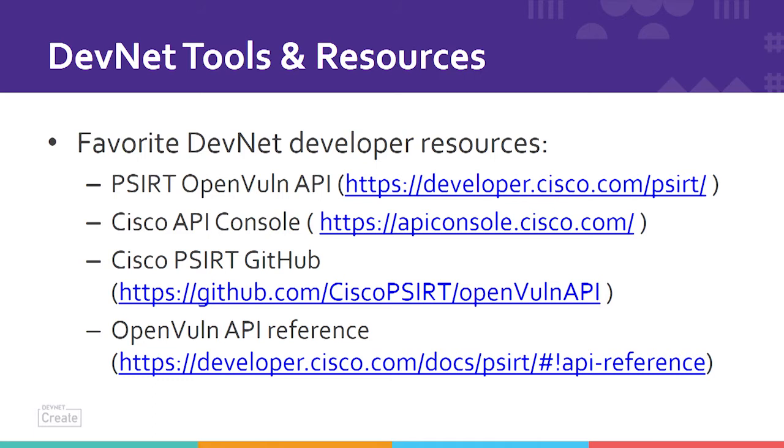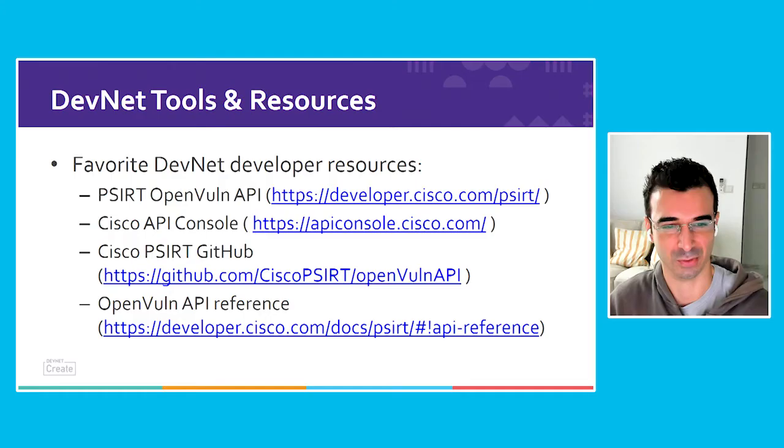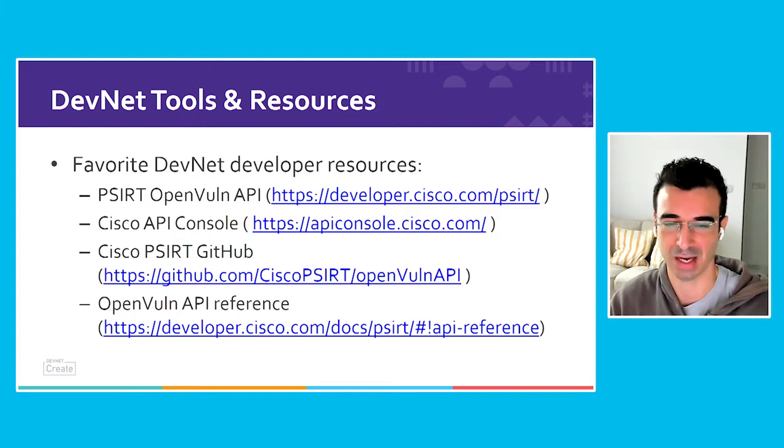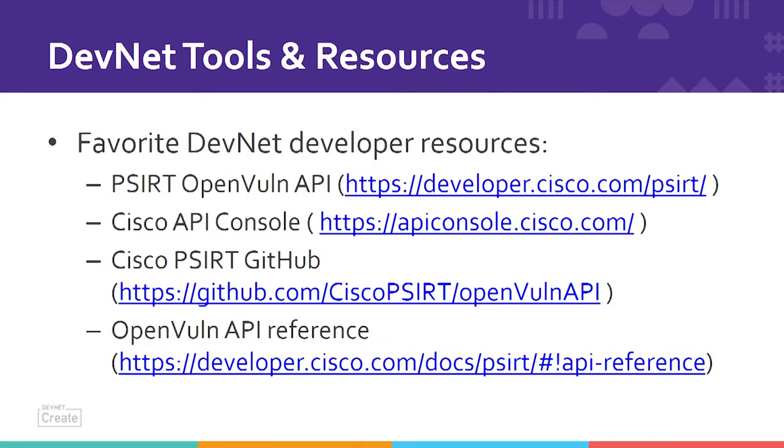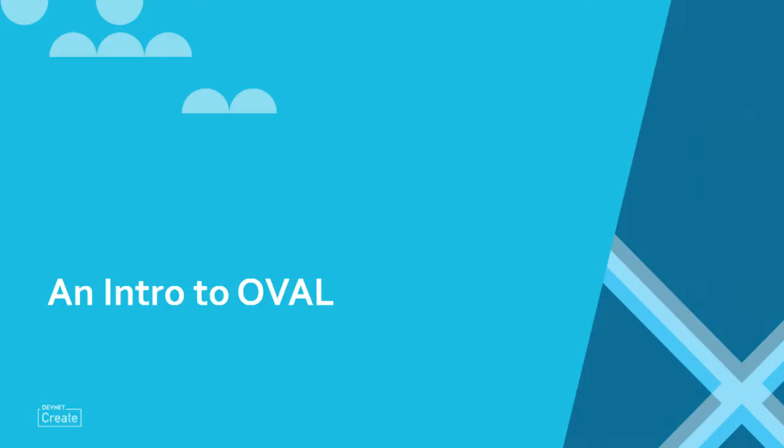These are my favorite DevNet resources that I've been using for this project. As you can imagine, mostly around vulnerabilities, right? Resources such as the openVuln API, the Cisco API console, as well as the incident response team GitHub repository. I'm just going to give you a quick walkthrough of the overall standard.